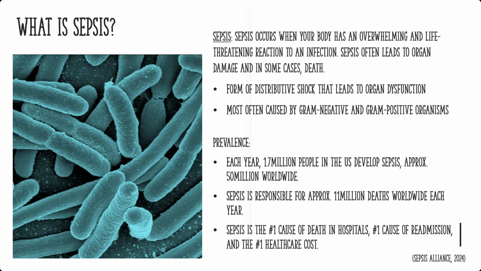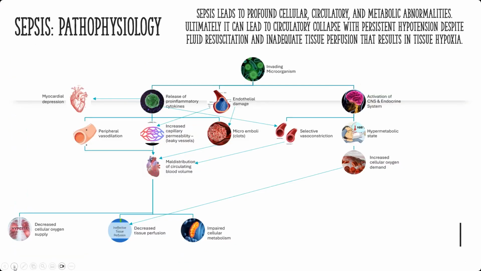All right, so let's briefly talk about the pathophysiology of sepsis. I made this little chart for you, and I'm going to break down each of the different steps and talk a little more in depth. So overall, as an umbrella statement, sepsis leads to profound cellular, circulatory, and metabolic abnormalities. And I'm going to break those down in just a second.